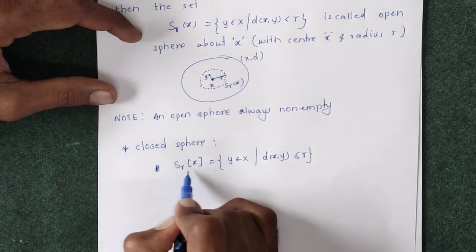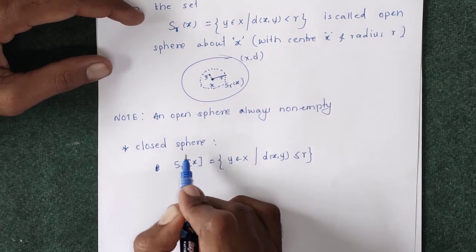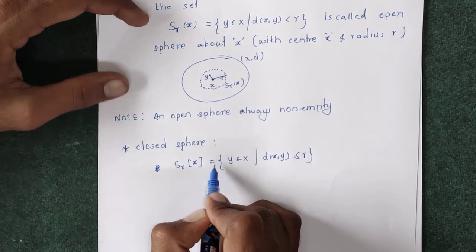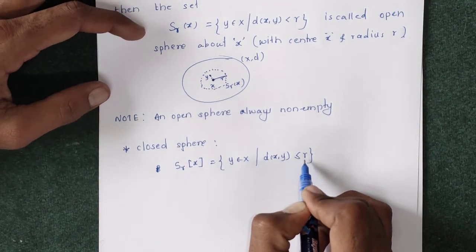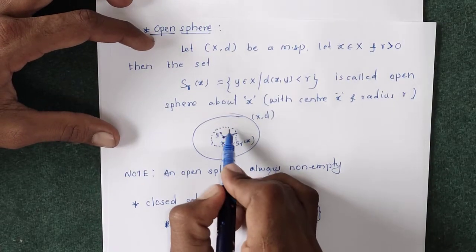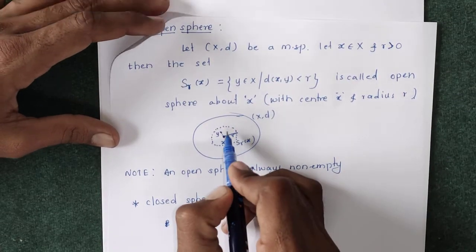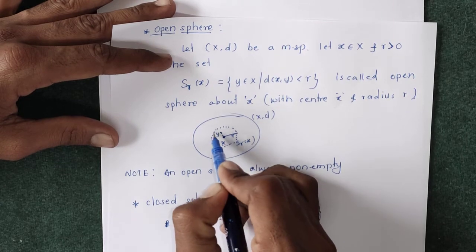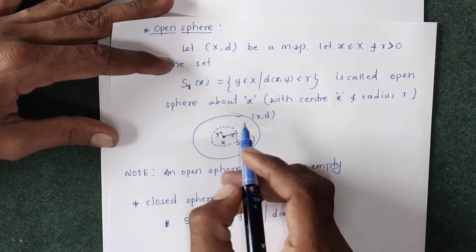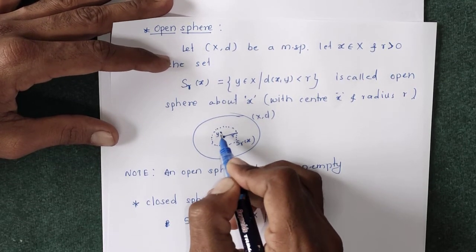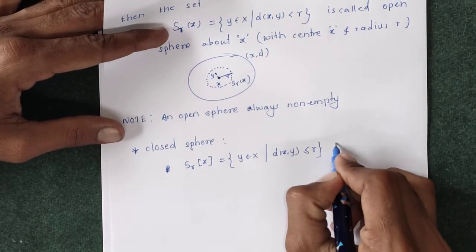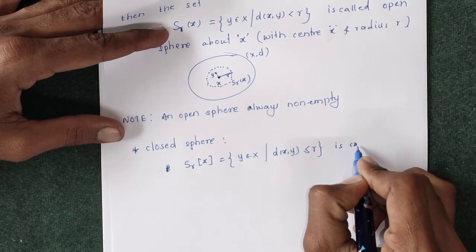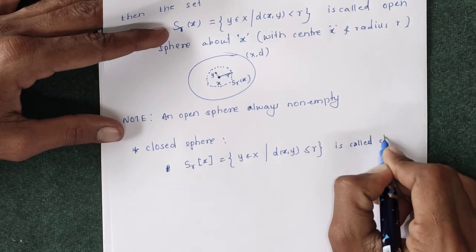Closed sphere, notation of the closed sphere is S_r[x] in closed brackets, which is equal to {y belongs to X such that distance of x, y is less than or equal to r}. So we know the open sphere means the sphere which does not contain its boundary, and if that sphere contains its boundary, then we call that sphere a closed sphere. This is the definition of the set called closed sphere.